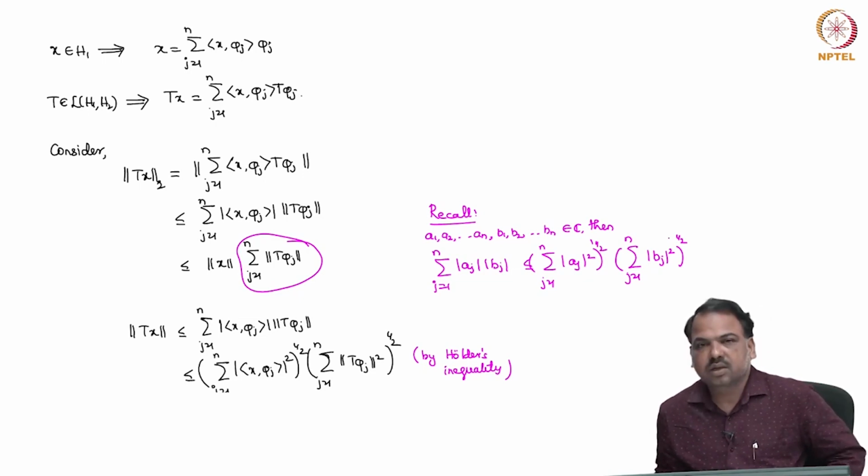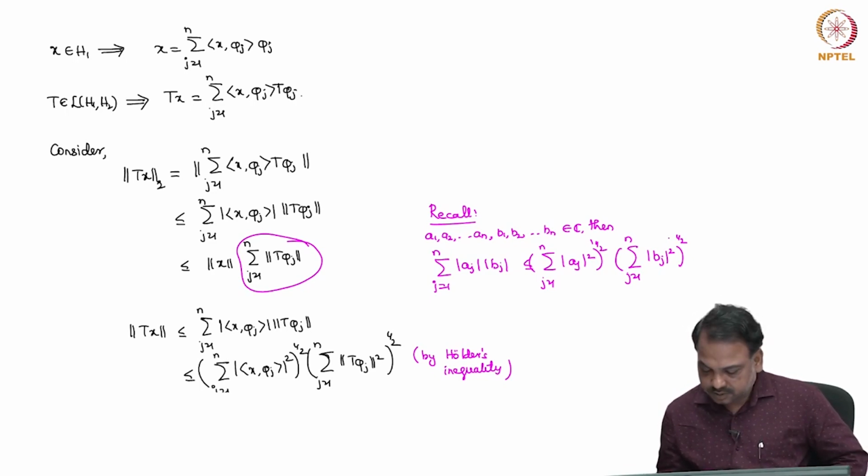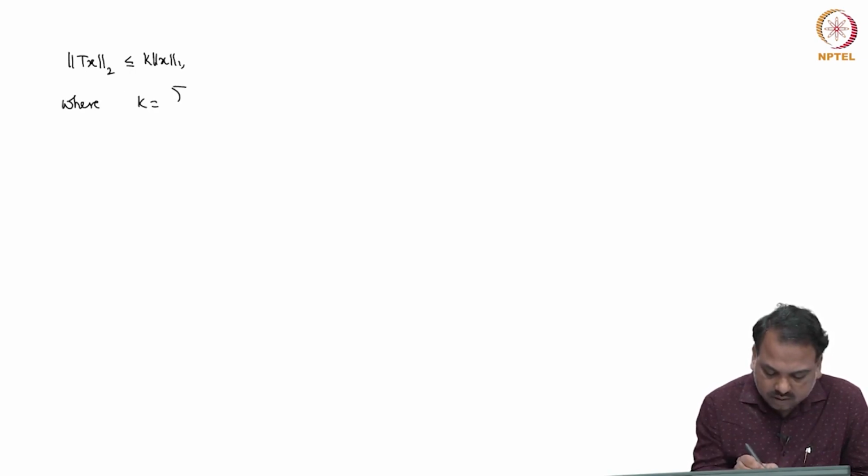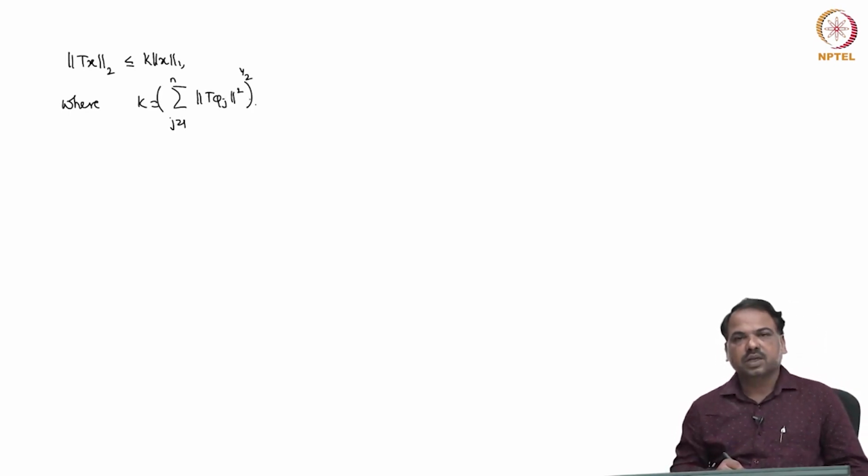For general p and q, positive numbers such that 1 by p plus 1 by q equals 1, we can replace the first factor with power p, whole power 1 by p, and the second with power q, whole power 1 by q, but we are taking only p equal to q equal to 2. By that inequality we can get a different bound. From this we conclude that norm Tx is less than or equal to k times norm x, where k is summation j equal to 1 to n norm T phi j squared, whole power 1 by 2. So we get a different k.